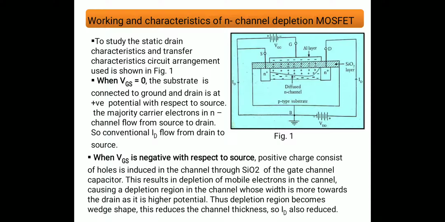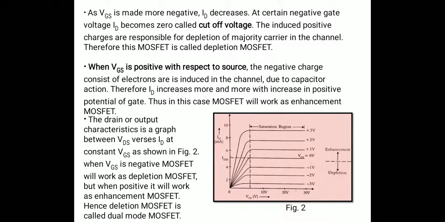When VGS becomes more and more negative, then positive holes will be induced in the N-type channel. So the thickness of the depletion region will go on increasing, so channel thickness goes on decreasing. Thus, the induced positive charge in the N-type channel is responsible for the depletion of majority current carriers in the channel in the downward direction. That is why this MOSFET is called a depletion MOSFET. Thus, when VGS becomes more and more negative, the drain current will go on decreasing.